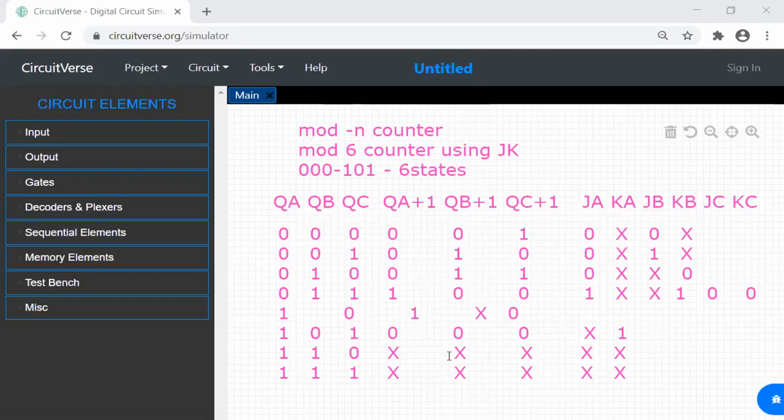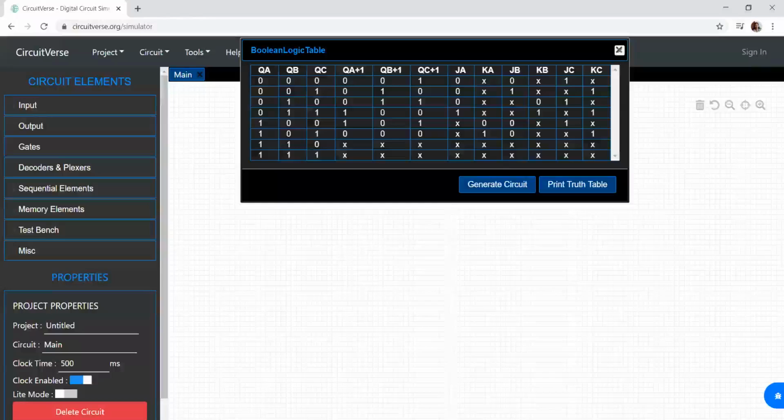So I have to write the K map for this truth table and solve the K map for JA, KA, JB, KB, JC and KC. Now this is a complete excitation table for mod 6 counter using JK flip-flop. I've written the JA, KA, JB, KB, JC and KC values completely. Now let me solve this.